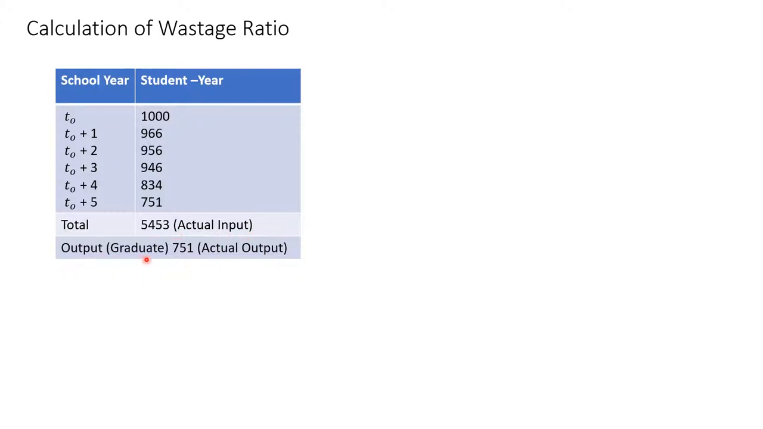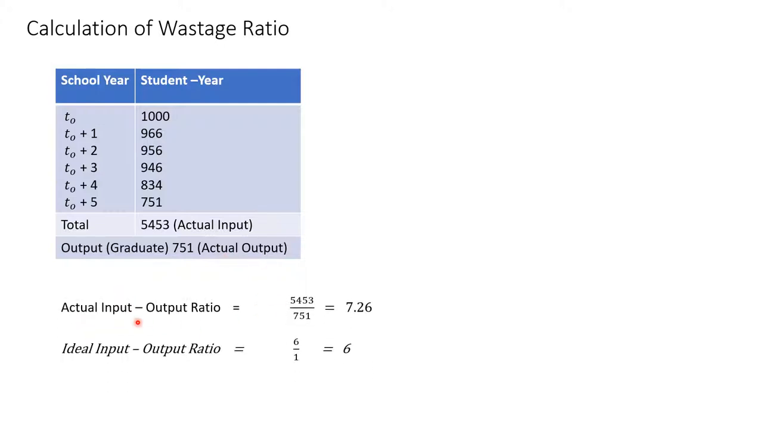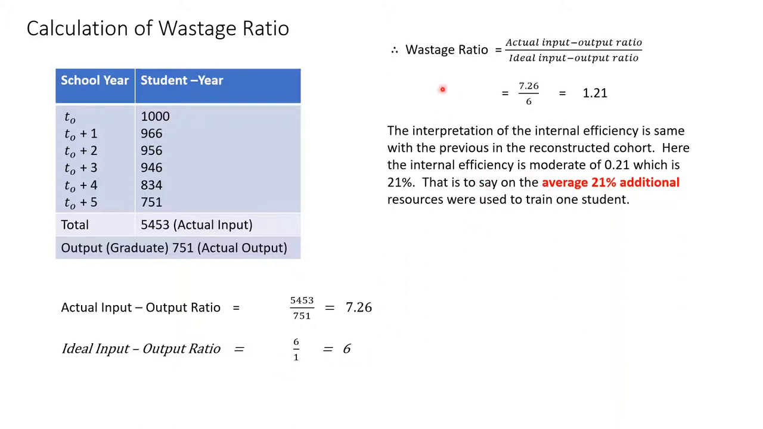Then the output of graduates is 751, the actual output. Now, you get the actual input-output ratio. The actual input-output ratio will be what? The total number of students that actually graduated, the same thing we did in the cohort analysis, over the input of students, the actual input. The actual input here is 5,453 over 751, that will give us 7.26. And what is the ideal input-output ratio? It's 6 over 1, that is 6. Now, what does that imply? The wastage, as we have been told, the same method, you have the actual input-output ratio over the ideal input-output ratio. So the actual is 7.26 over 6, that will give us 1.21.